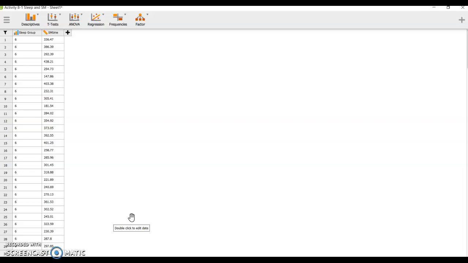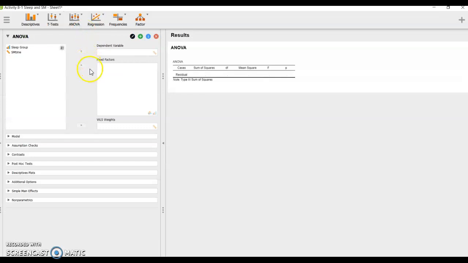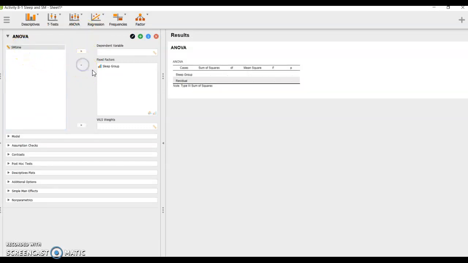So what we're going to do here is do an ANOVA where we test the null hypothesis that all of the means for our three groups are really equivalent to each other. Let's start by actually looking at our means. We're going to do an ANOVA by clicking on the ANOVA menu and selecting the first ANOVA there. Then we're going to look at sleep group as our fixed factor, where a factor is an independent variable, and social media time as my dependent variable.